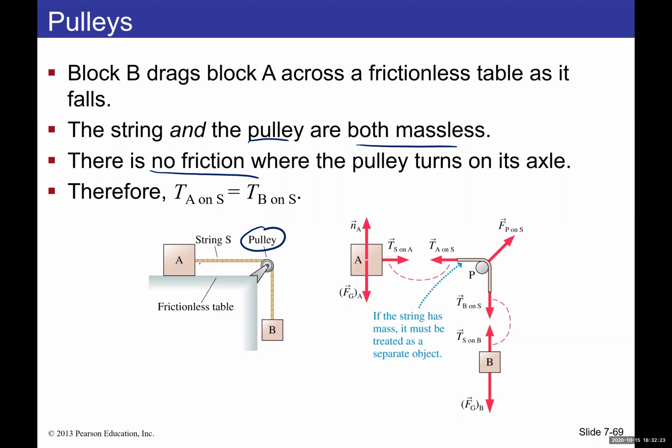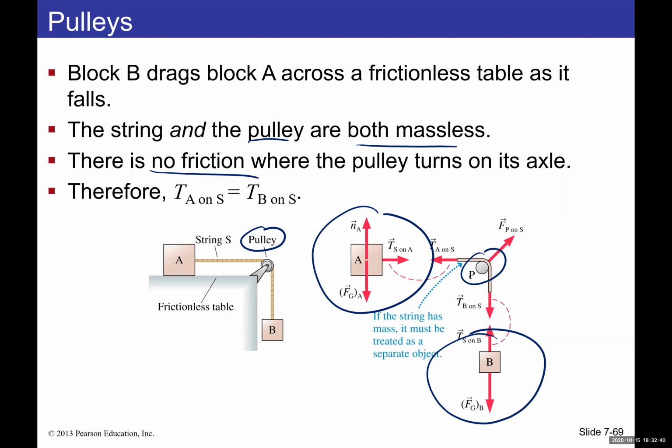So you can see, right? If you look at the free body diagram for block A, there's a tension to the right, normal force up, gravity down. And here's block B, gravity down, tension up. And if you look at the pulley, the pulley can have three forces acting on it: the tension to the left, tension down, and then there's a force from the support over there. But if the pulley here is massless, then we can just completely ignore that altogether.